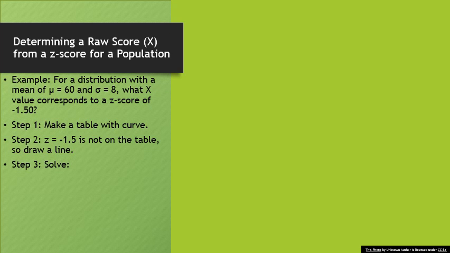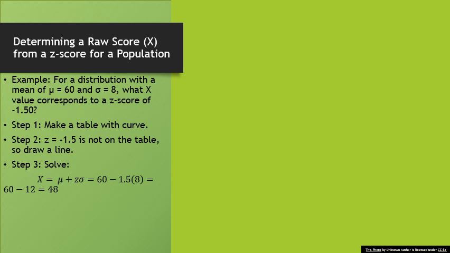Next, you're going to solve for x. Use the equation, x is equal to mean plus z times the standard deviation. Plug in the numbers that you know. You end up with x equals 48. Put an x on the graph to verify your answer.